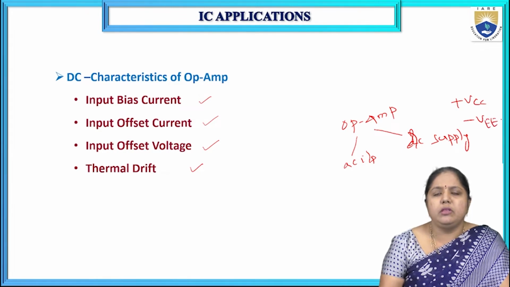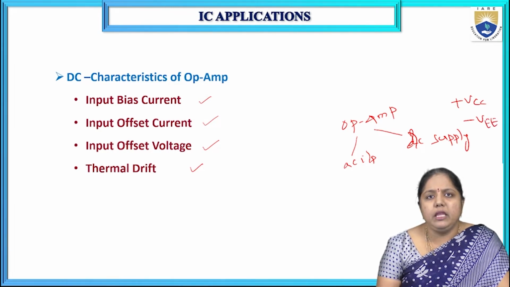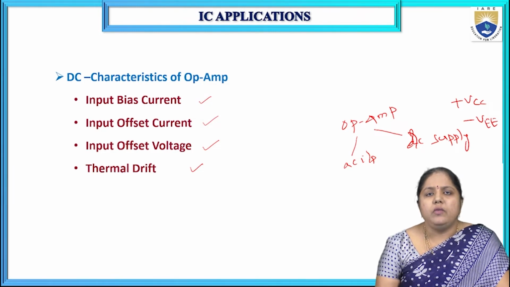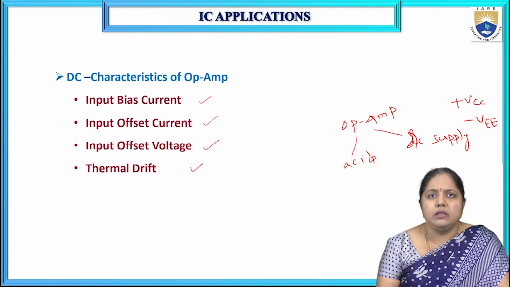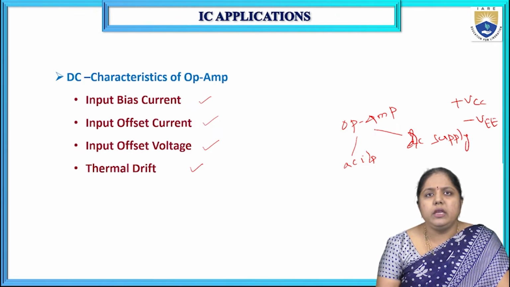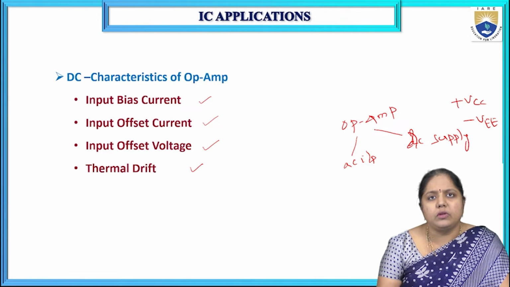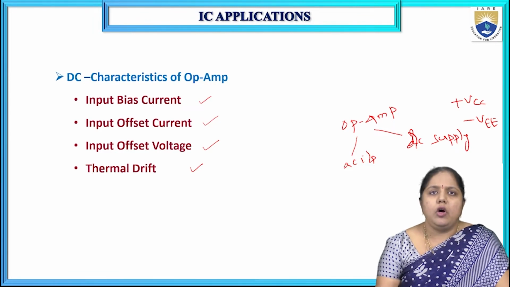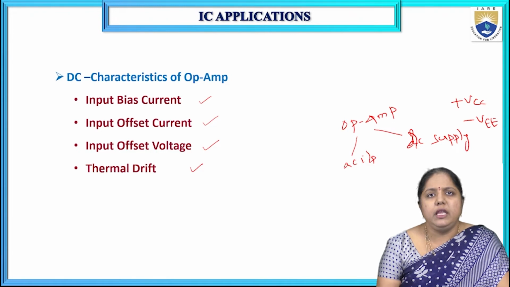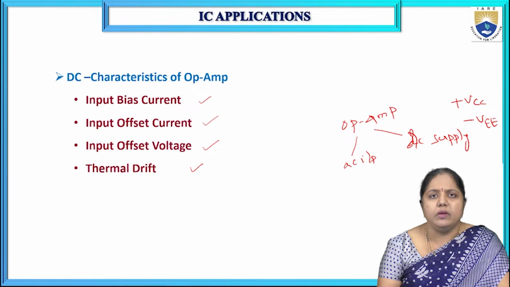What is the purpose of the DC supply? The purpose of the DC supply is to switch on the operational amplifier. We have to give the continuous DC supply. Only by giving the continuous DC supply to the operational amplifier can we get a certain amount of output waveform based on the AC input signal. To start the operation of the operational amplifier, initially I need to give the DC supply voltage value.